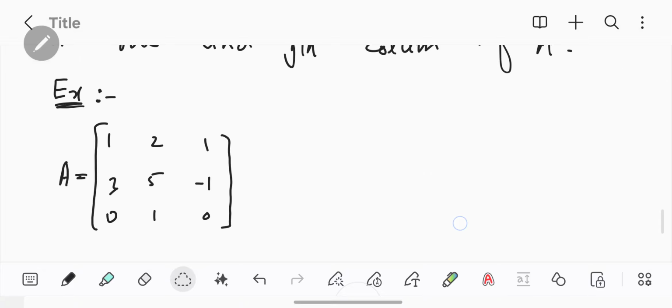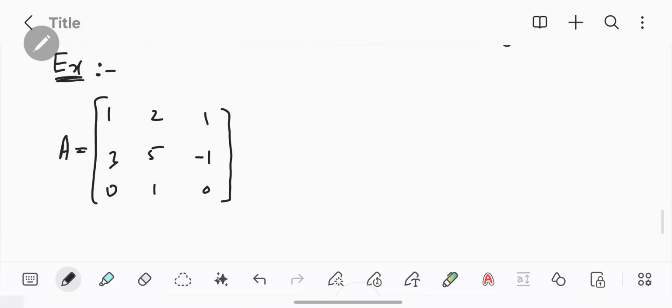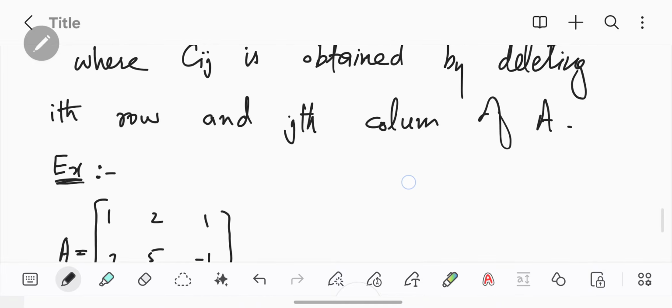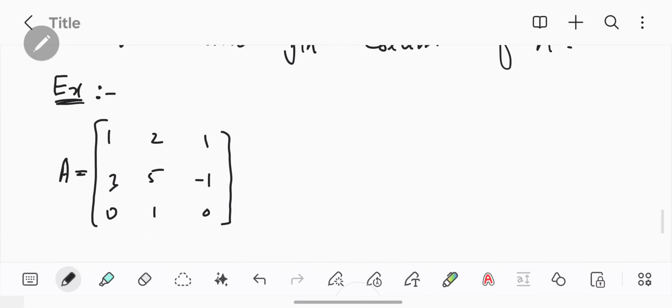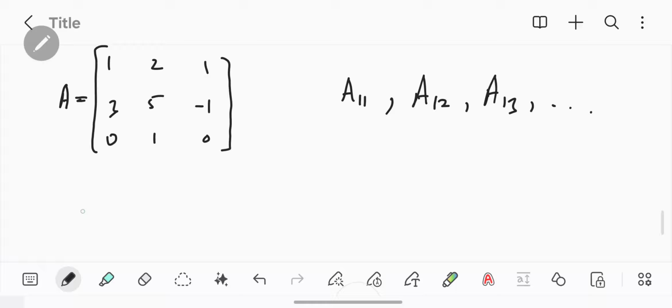For example, if you have this matrix and you want to find its cofactors, here we can find many cofactors because we can find the ijth cofactor. Here I can find A11, A12, A13. For this element the cofactor is A11, for this element A12, for this element A13. So for each entry we can find a cofactor, right? And so on. So let's find, for example, A12.